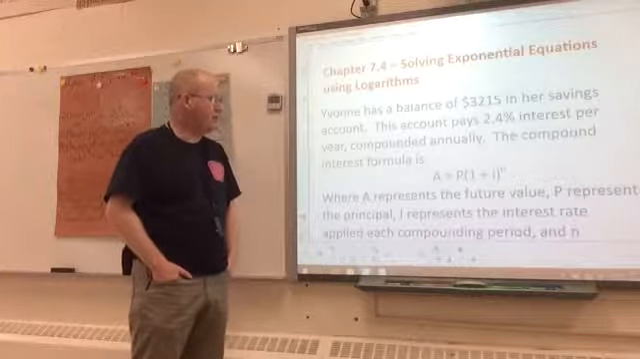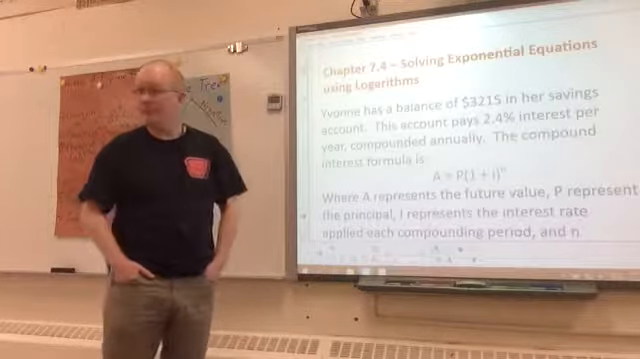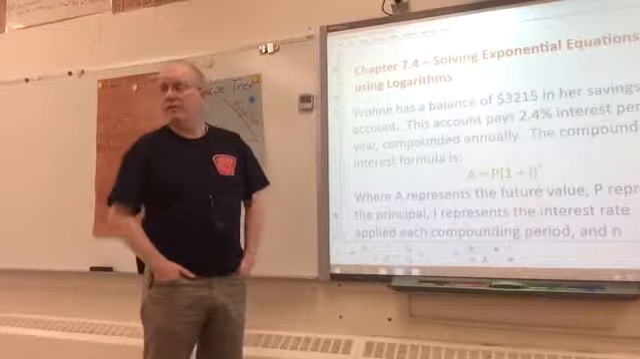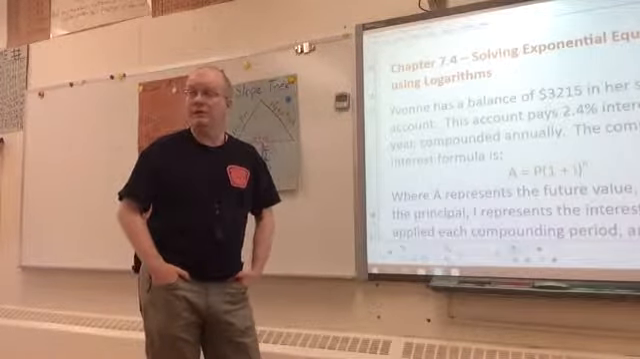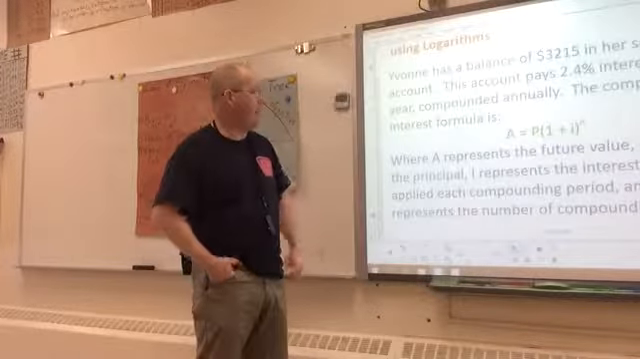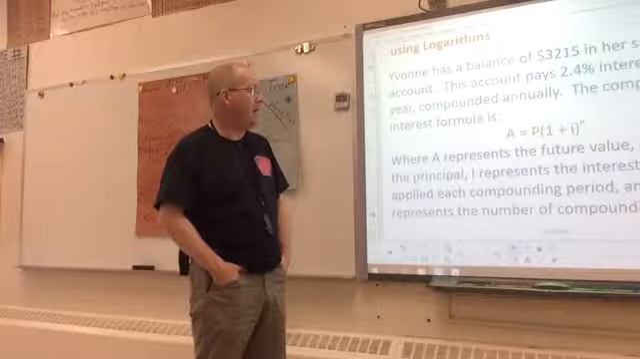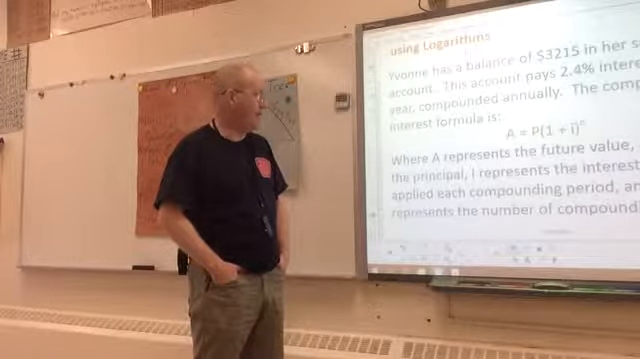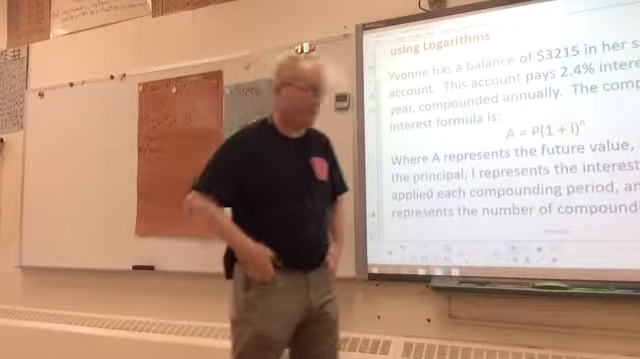The compound interest formula is A equals P bracket 1 plus i to the n. Now, you'll note this formula is not on your formula sheet. I don't expect you to memorize it. I do expect you to be able to use it if it's given to you. Here A is the future value, P represents the principal, i represents the interest rate applied each compounding period, and n represents the number of compounding periods.